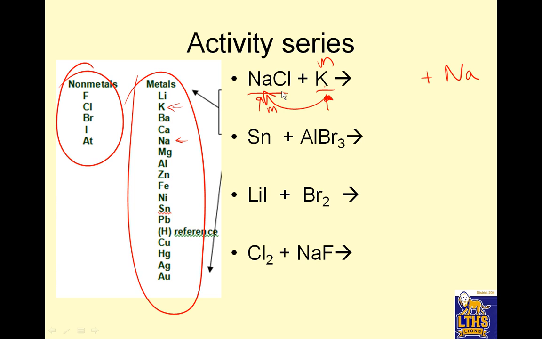But that leaves potassium with chloride, and you got to cancel charge. K is a +1 as an ion. Cl is a -1. KCl.